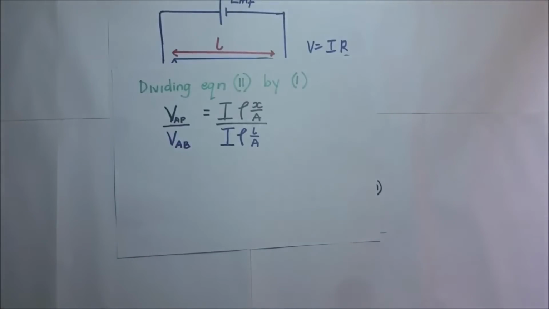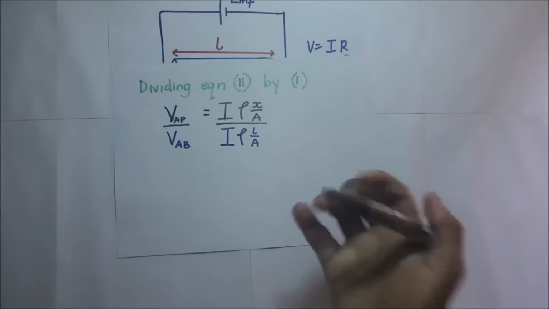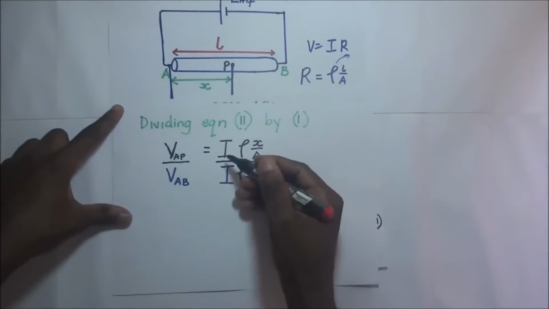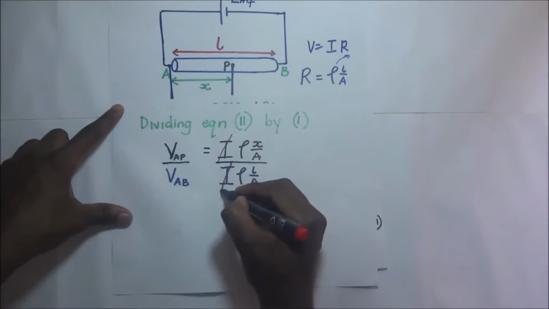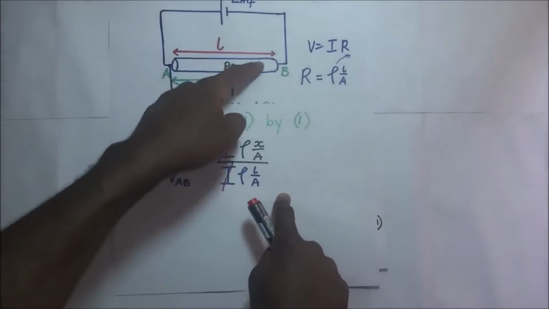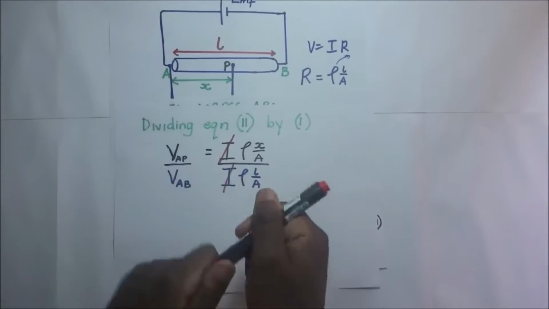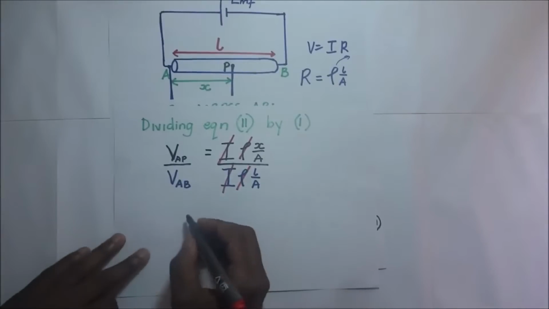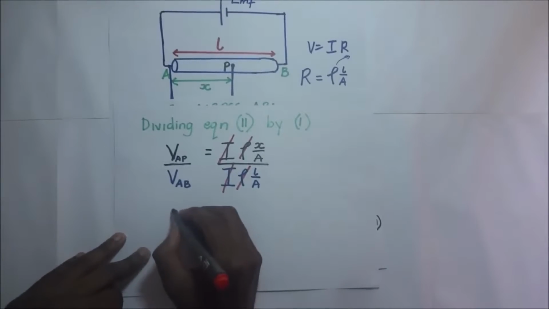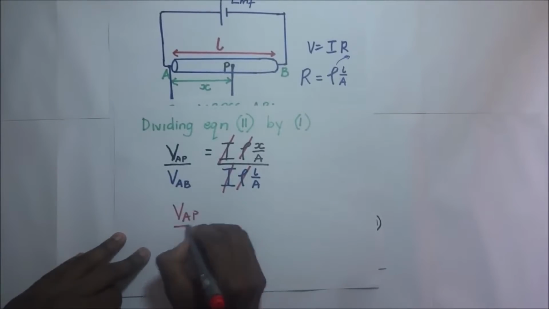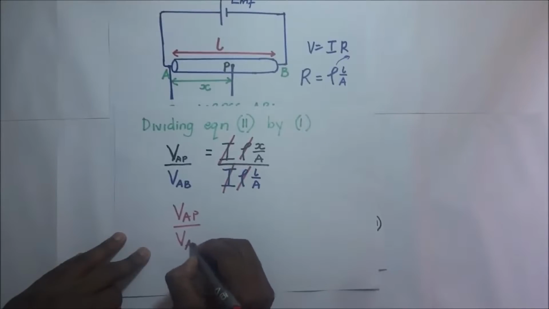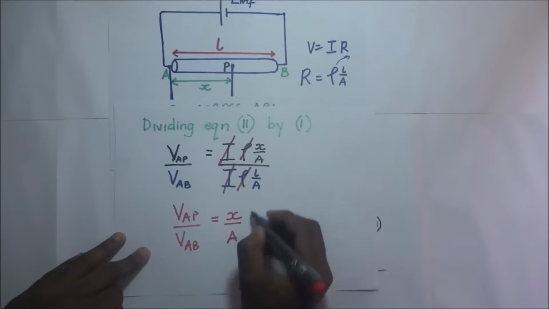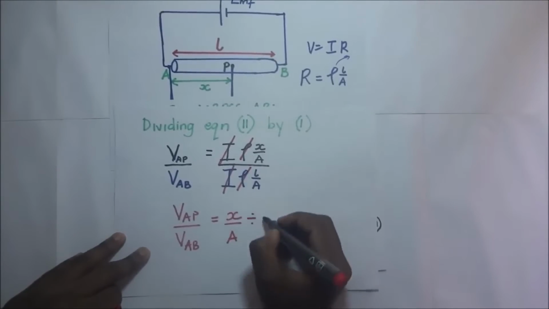When we divide those two, you will find that the current is the same. It's the same amount of current, so I and I will cancel out. We are dealing with the same wire, so it has the same resistivity, which will also cancel out. And then this will become VAP over the potential difference across AB, equal to X over A divided by L over A.